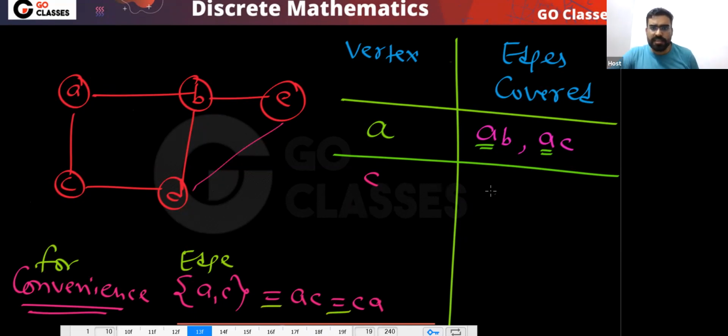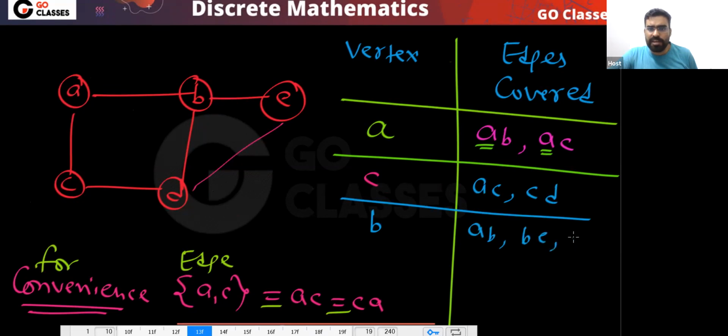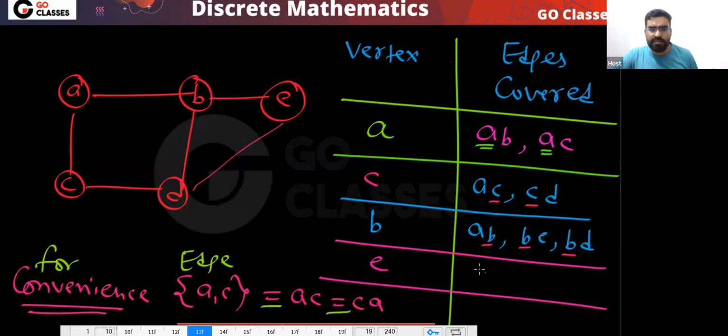So this C will cover which edges? AC and CD. These edges will be covered by C. Which edges will be covered by B? B will cover the AB edge, the BE edge, and the BD edge. You can notice C will cover these edges. Similarly, what edges will E cover? E will cover the BE edge and the ED edge. So you can notice these 2 edges are covered by E.